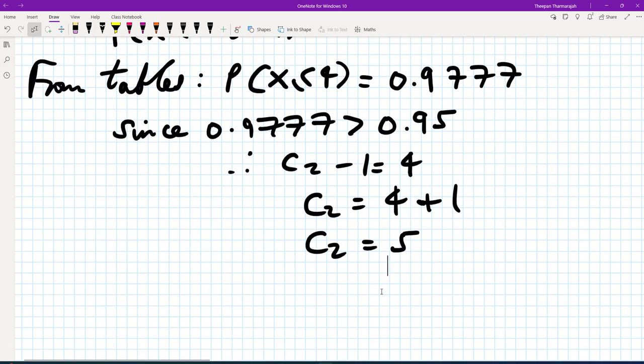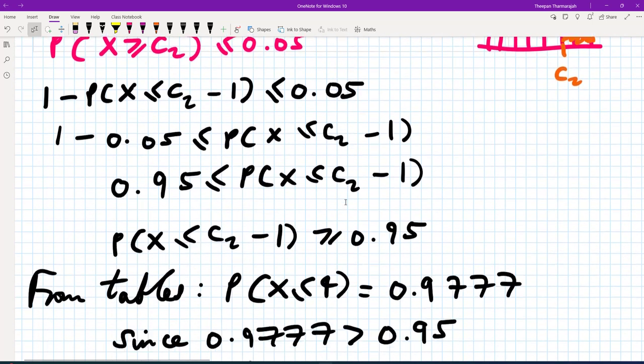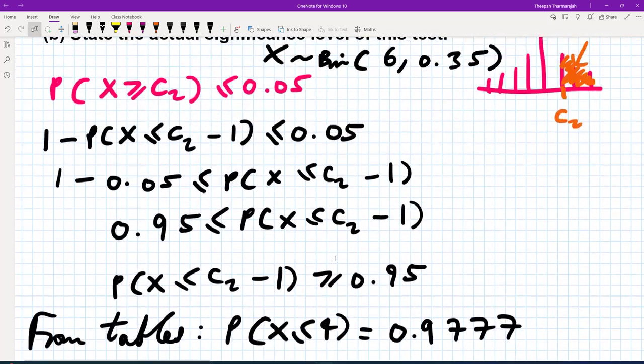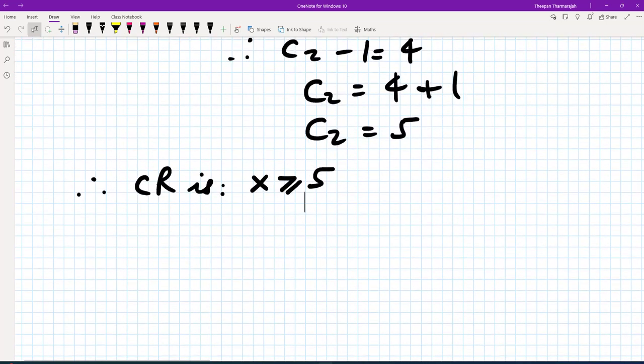Therefore, the critical region required, CR means critical region. A critical region is another way of saying a rejection region. So our critical region is x is greater than or equal to 5, like so. We follow what our alternative says. If our alternative hypothesis is greater than, then our critical region must be greater than, as we've stated here. So the critical region is x is greater than or equal to 5.